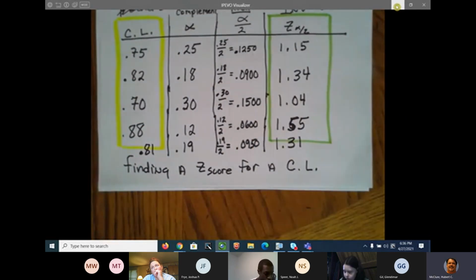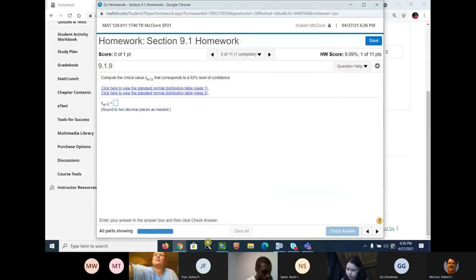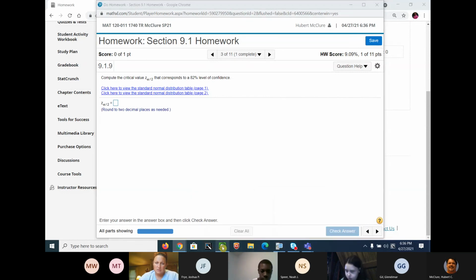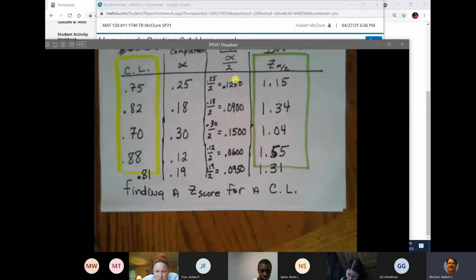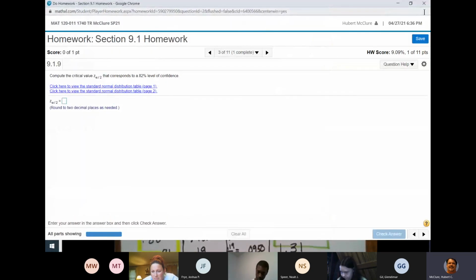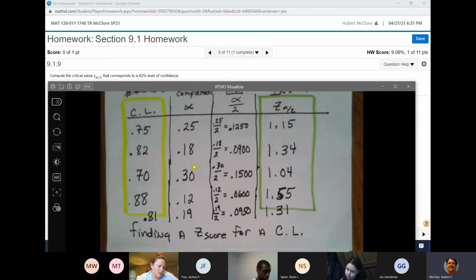Okay, let's do another one. All right, try this one. It says compute the critical value. I'll blow it up here a second. Hold on. I'm sorry. No, it won't let me. I can't blow it up. Compute the critical value that corresponds to the 82nd. Oh, well, we've already got this one. Go ahead and write it down, but you've already got it. It's right there. 82 is right there. We did that one a while ago.